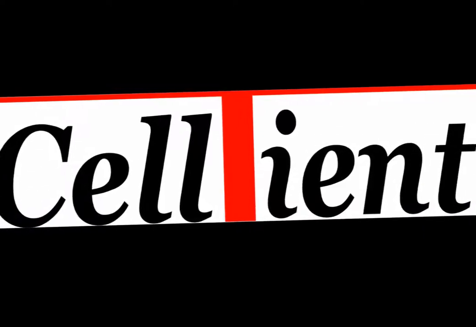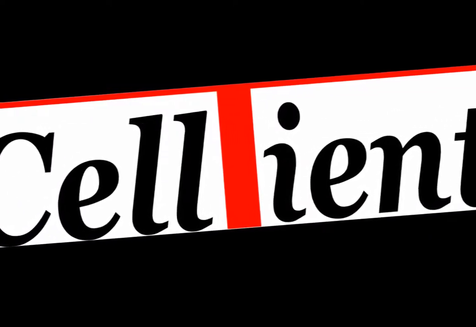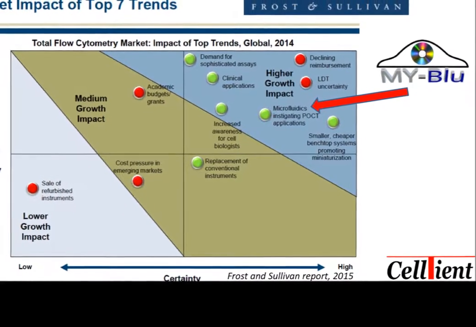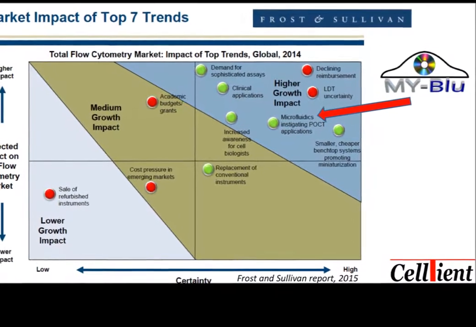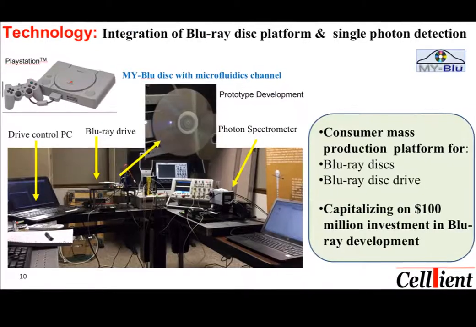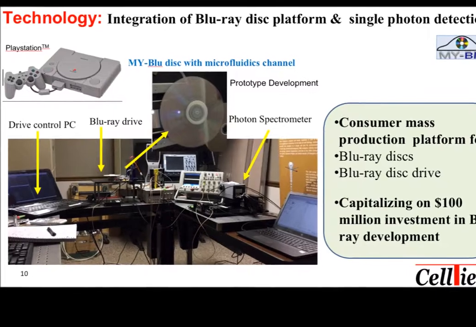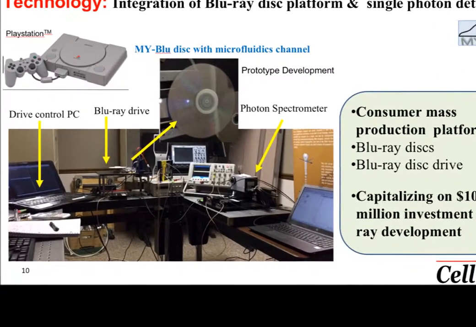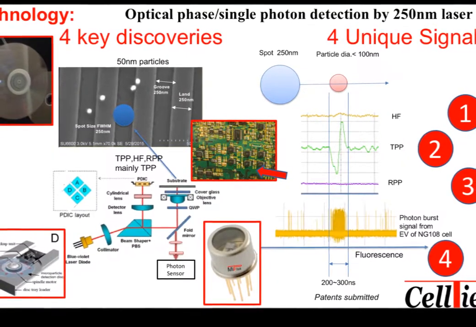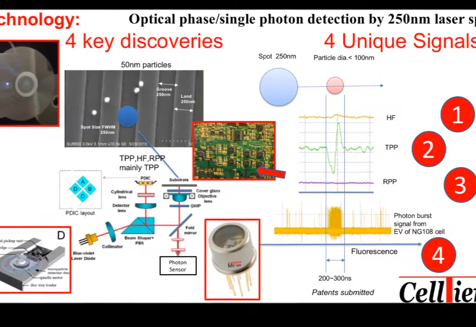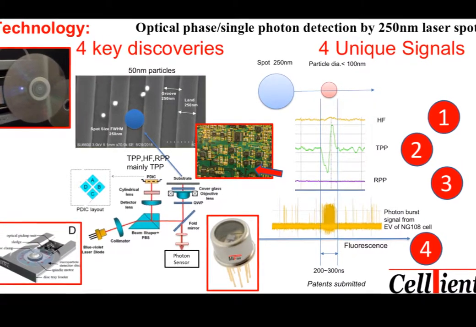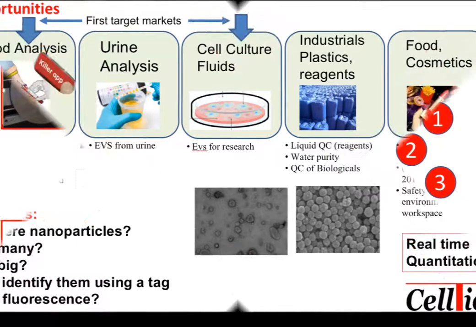To take this to the marketplace, they created a new company called Celtient. The MyBlue technology fits perfectly into the largest area of growth predicted by the 2015 Frost and Sullivan report on the field of flow cytometry, the growth area of microfluidics with the potential for point-of-care application. MyBlue has been well documented in the research and development laboratory, where the engineering team has integrated all of the components to show a fully operational technology. There are 4 key technology developments that define the MyBlue technology, and these are the developments of the disc itself, the disc reader, and the associated electronics, and most importantly, a new single photon detector that is required to make the very small measurements from EVs.